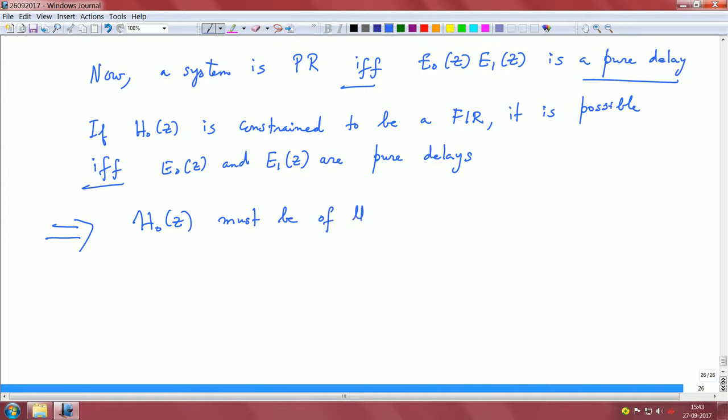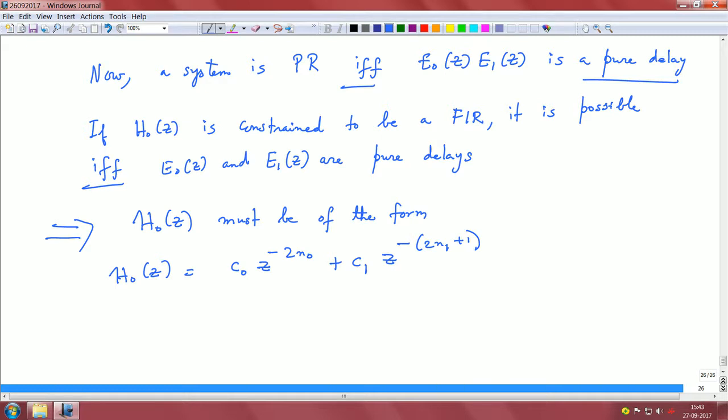must be of the form H naught of z equals some C naught z power minus 2 n naught plus C1 times z power minus 2 n1 plus 1, where n0 and n1 are just some integers, right. So, we have given the broad form here, it can be even or it can be odd.